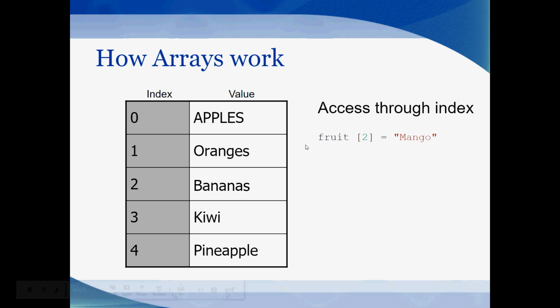It works by saying, so here I'm setting position 2 to be mango, and it just finds that position 2, and instead of bananas now, it's going to put mango. So this index value is used to find where that position is located.